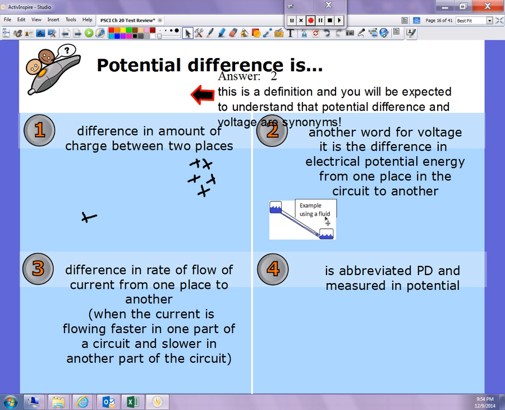And we had used the example in fluid, like we have a pipe and water won't flow unless we have a higher gravitational potential energy in this section of the pipe, and then it would flow down. If we had a flat pipe, then we would have no water flow. If we don't have more electrical potential energy at one side of the circuit, then no charge will be pushed through to the other side of the circuit.